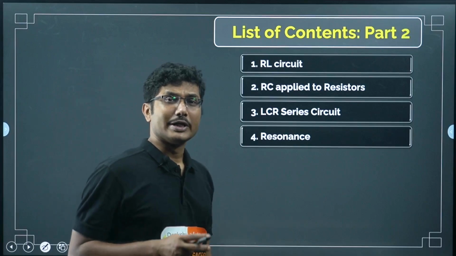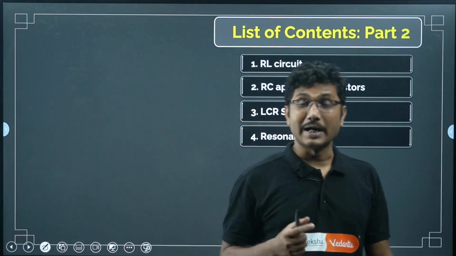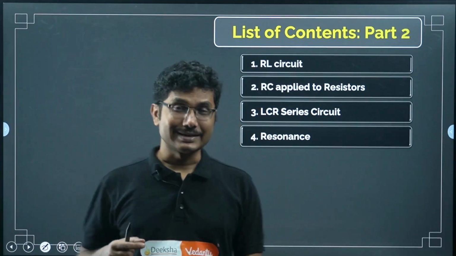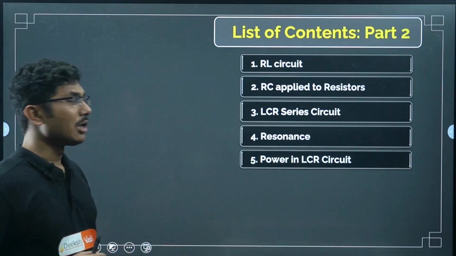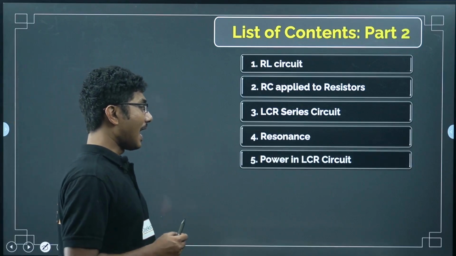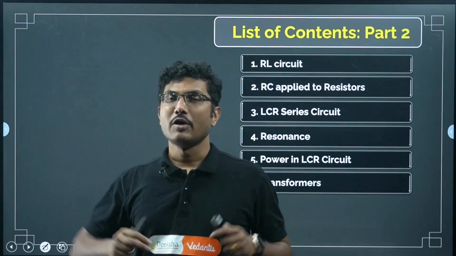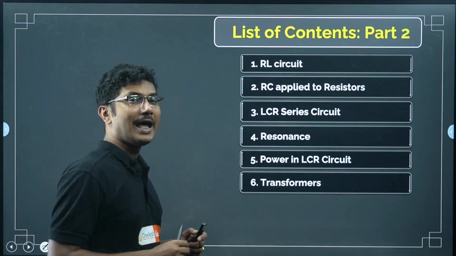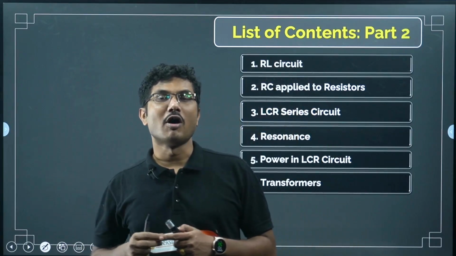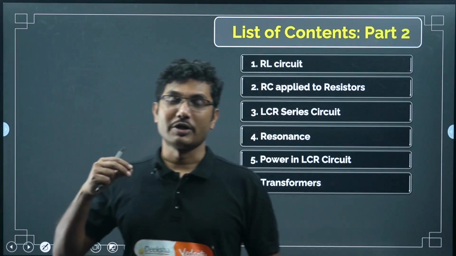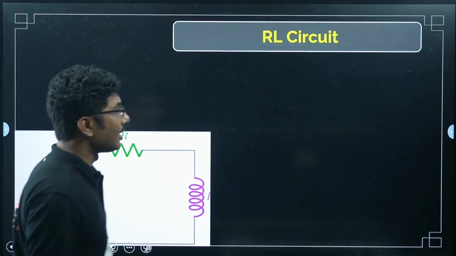Then we will also talk about resonance, another very important concept. Some part from this chapter is deleted, and we will mention which part is deleted. You don't need to focus on those concepts. Next we will talk about power in an LCR circuit, and then lastly we will discuss transformers. Everything will be discussed in this lecture, and as promised we will complete the chapter today, and we will move on to PYQs for this chapter tomorrow. Right, let's move on to RL circuit.